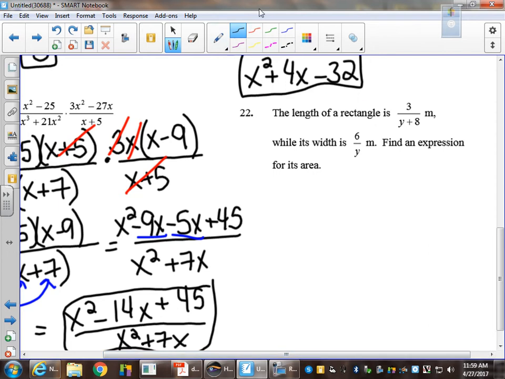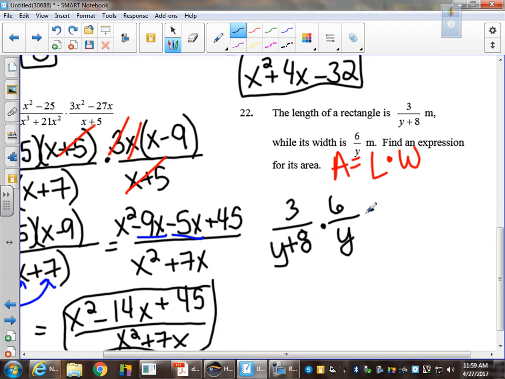Okay, so this question says the length of a rectangle is 3 over y plus 8 m, while its width is 6 over y m. Find an expression for its area. Area equals length times width. In order to find this area, they gave us our length, they gave us our width, so let's just multiply them together. 3 over y plus 8 times 6 over y.